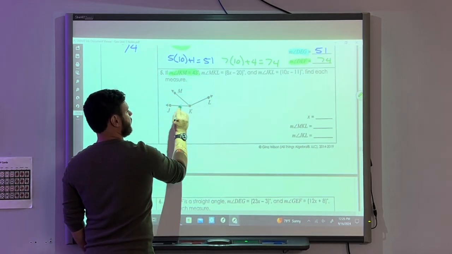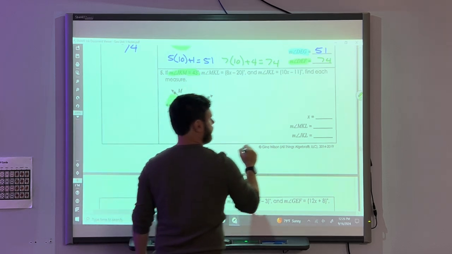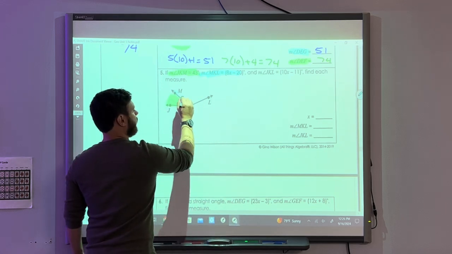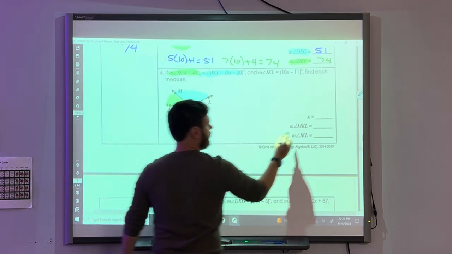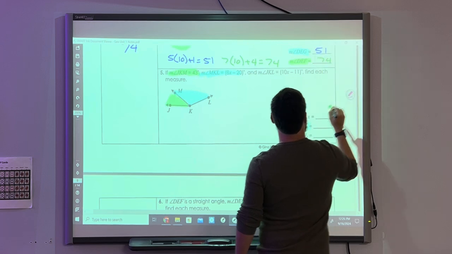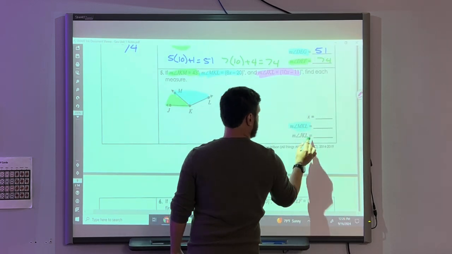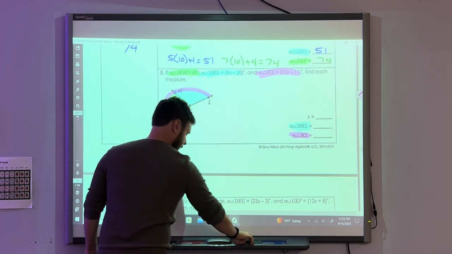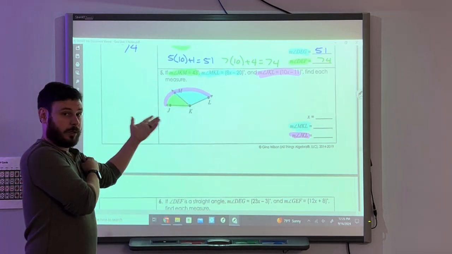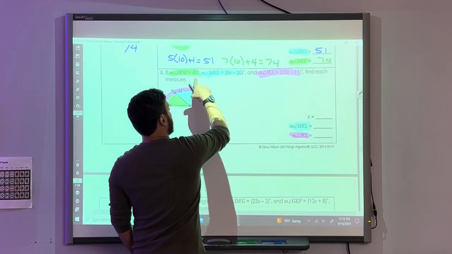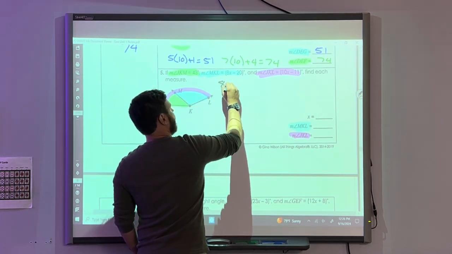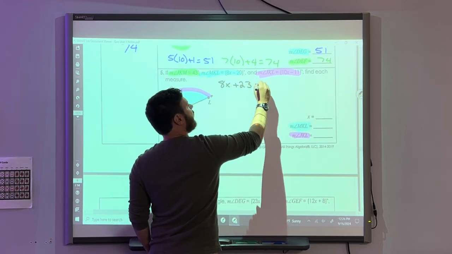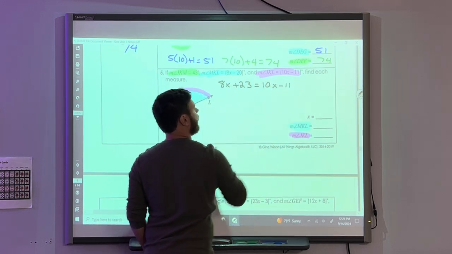JKM. MLKL. And JKL. Whole thing. Alright. Same bit. Green plus blue plus purple. So let's add these together right now. 8x, 43, take away 20. You're left with 23. And that equals 10x minus 11.